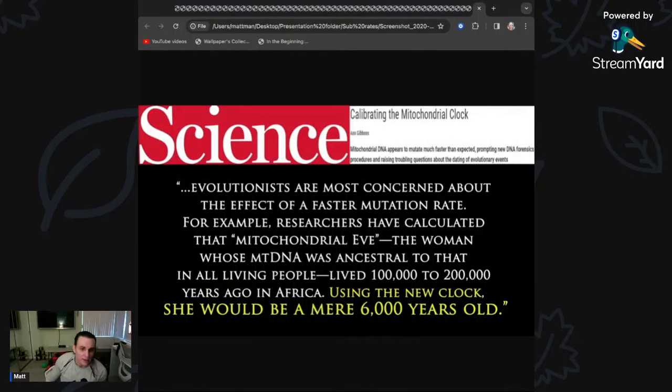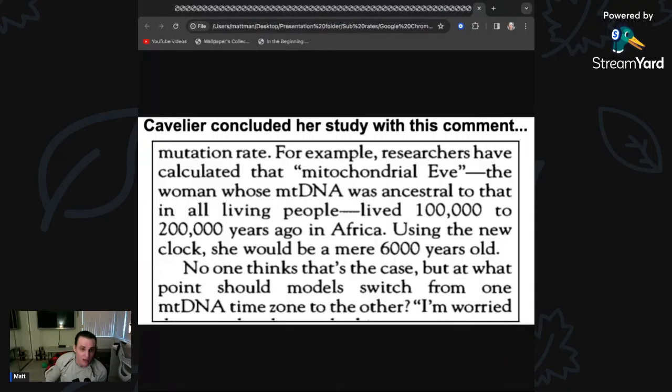I like this one right here. This was written by Ann Gibbons. Of course, she wrote at the very ending what we read earlier. Eve would be a mere 6,000 years old with what they found from these clocks. Now, here's the funny part. This is what's concerning them. For example, researchers have calculated that mitochondrial Eve, the woman whose mtDNA was ancestral to all living people, lived 100,000 years ago to 200,000 years ago in Africa. Using the new clock, she would be a mere 6,000 years old.